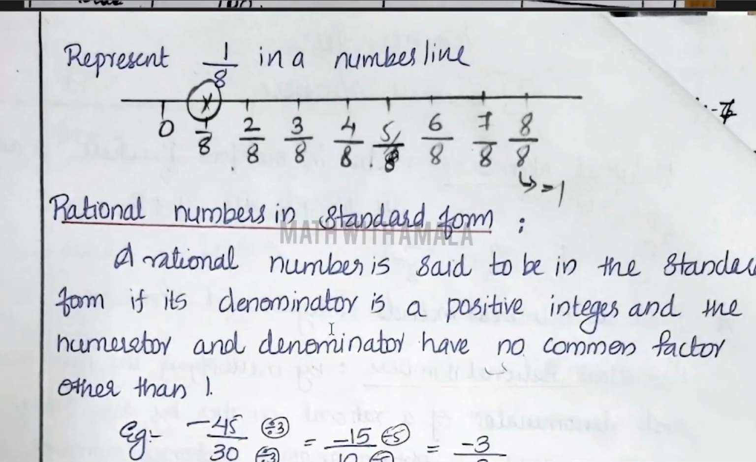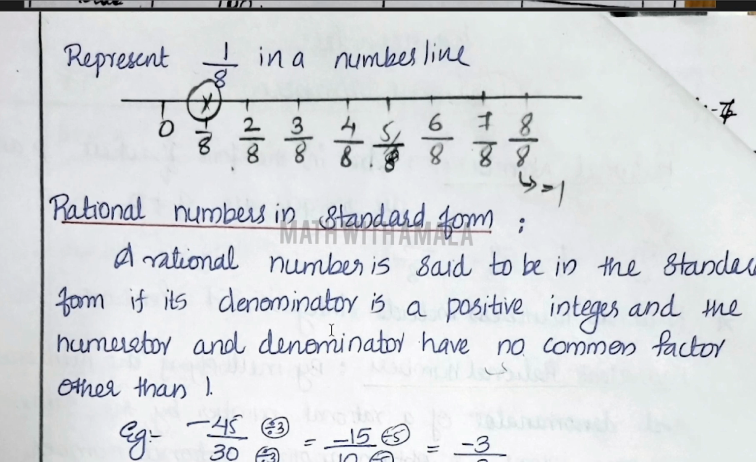Now to represent 1 by 8 on a number line, you can start from 0 and move with denominator 8. 1 by 8, 2 by 8, 3 by 8, and you can reach 8 by 8 and choose the first position, or the first unit, 1 by 8.